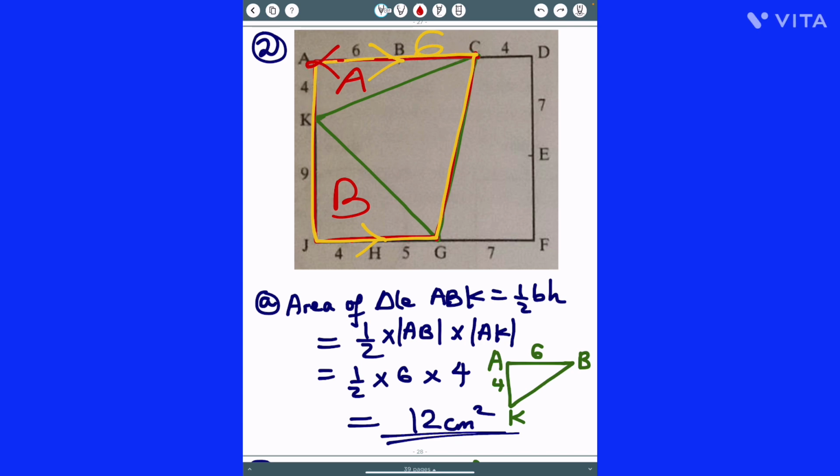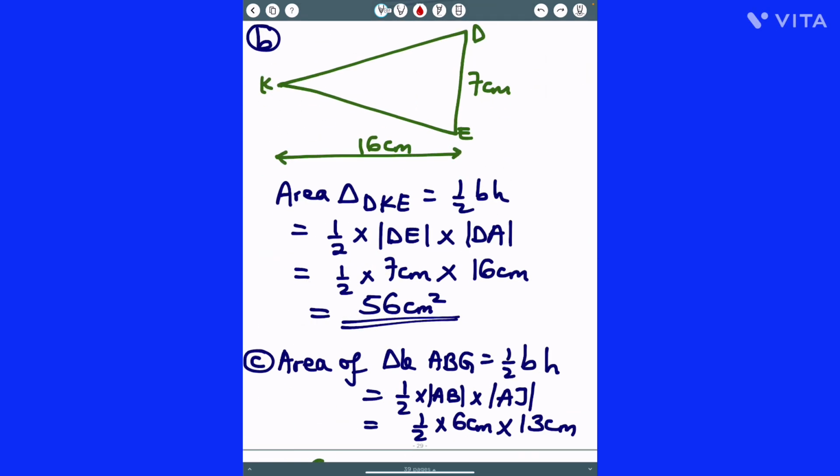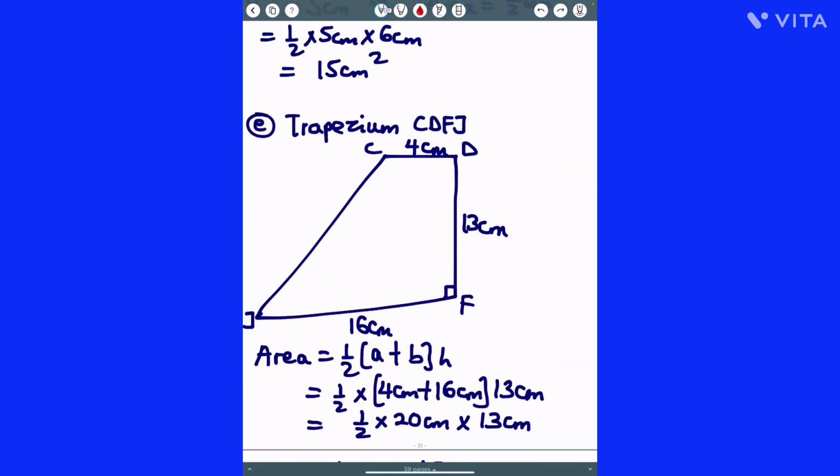Can you see those lines as I'm showing you? Area of triangle B also, which is the area of triangle KJG here. Area of triangle B will be half base, which is 9, times height, which is also 9. So let's go ahead and find the area of our quadrilateral, the area of our triangle, CGK.